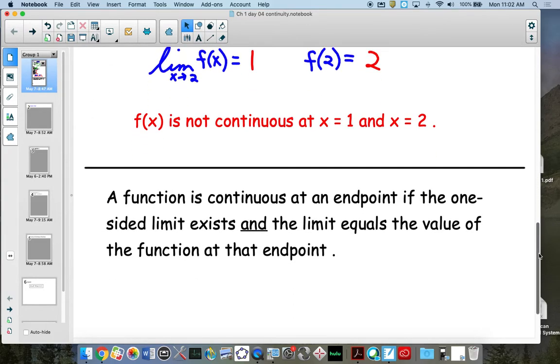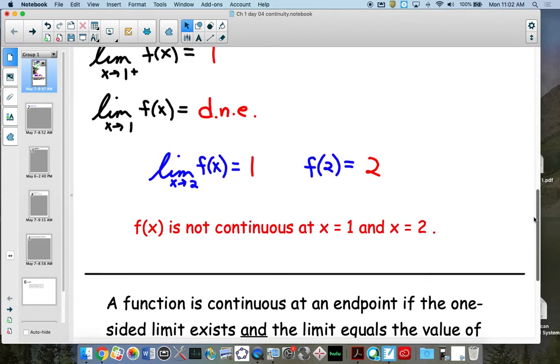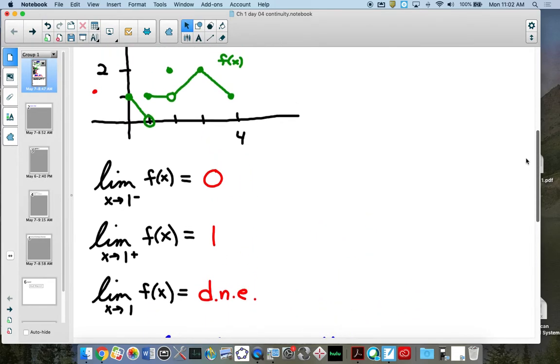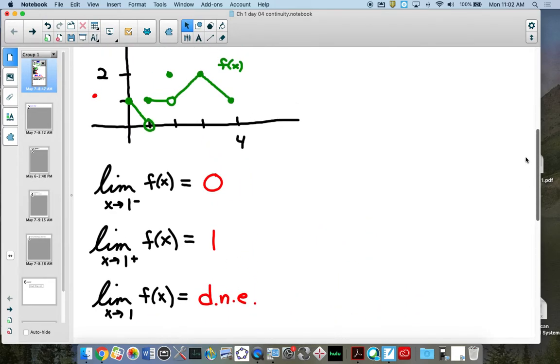As I've mentioned, a function is continuous at an endpoint if the one-sided limit exists, and the limit has to equal the value of the function at that endpoint. Looking back at this graph, if we ask what's the limit as x approaches 4, then we can only consider the left-hand limit, and that limit is 1, and f of 4 equals 1, so it's continuous at 4. It would also be continuous at 0 because the one-sided limit and the function have the same value.